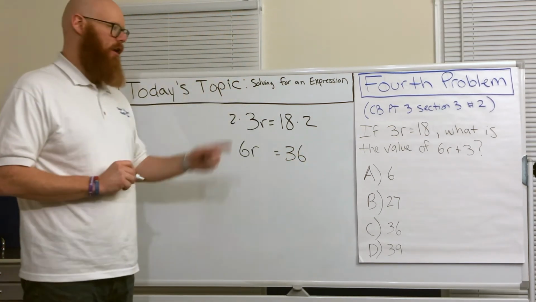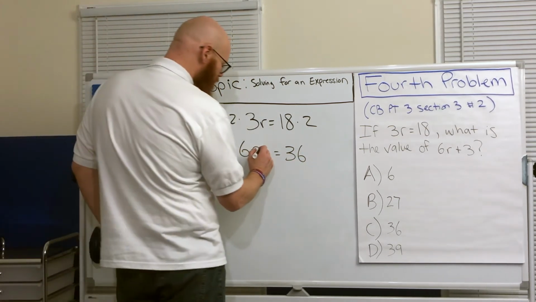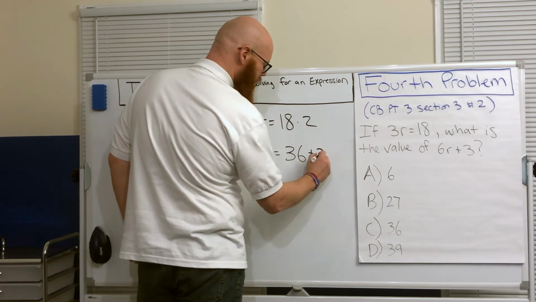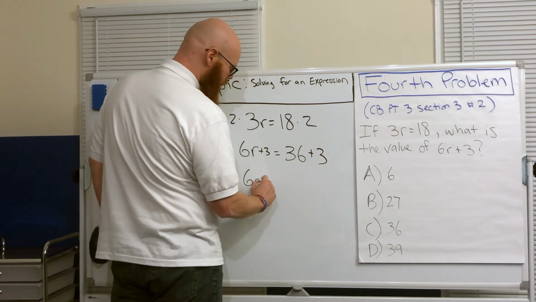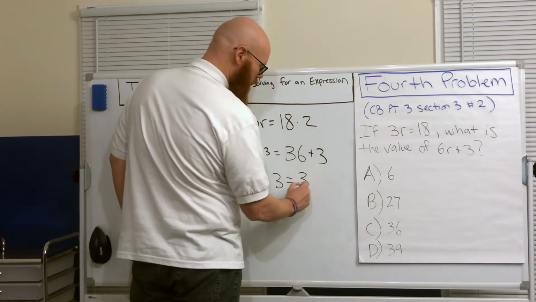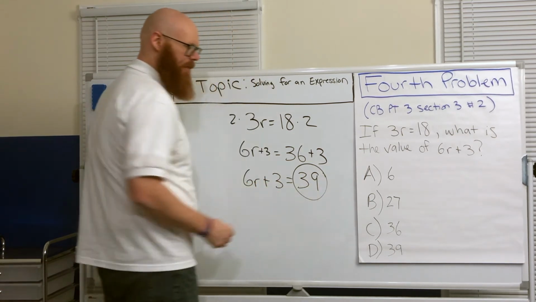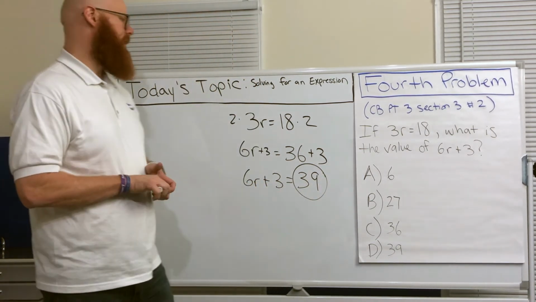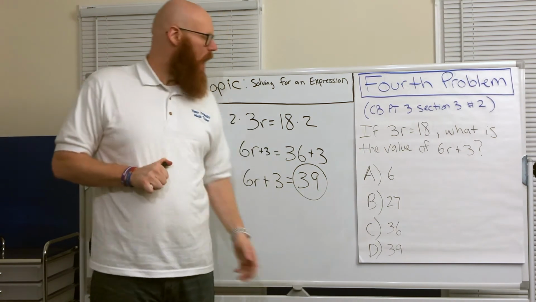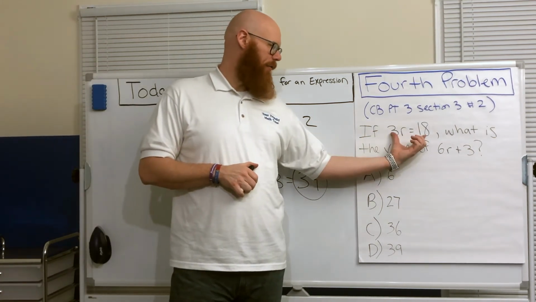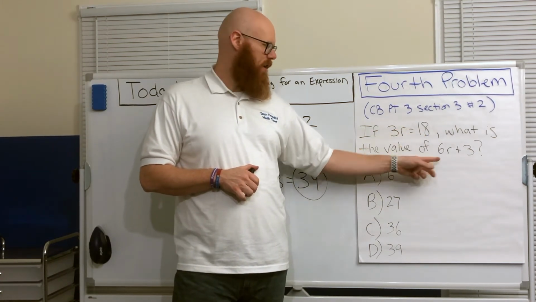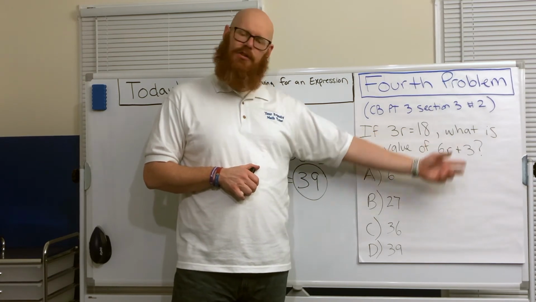And then if I want there to be a plus 3 here, I can add 3 to this side and add 3 to this side, and I end up with the expression that they asked me for equaling 39, and that is D. So that's just an example of how quickly we could do this. I do understand that if you can figure out pretty quickly that r equals 6, 6 times 6 is 36, plus 3 is 39.